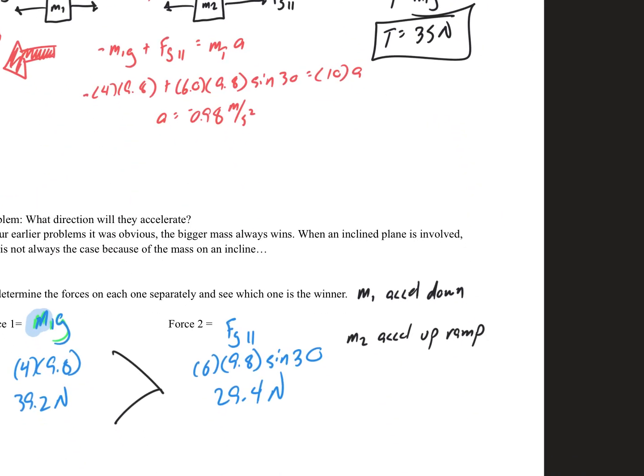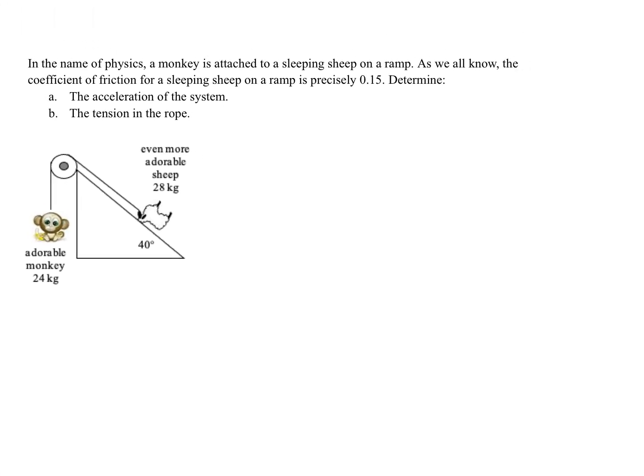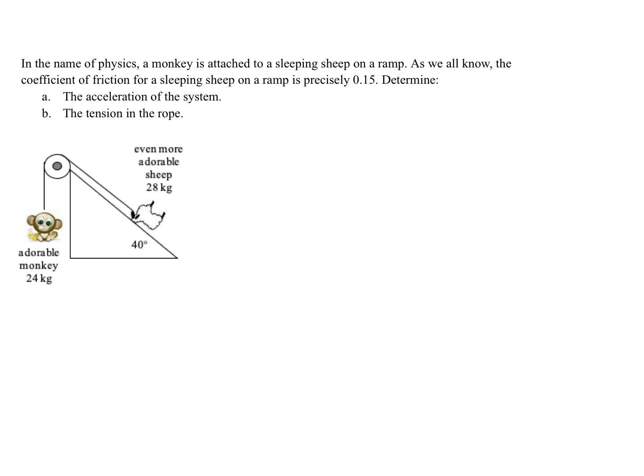So now let's tackle one with the friction. In the name of physics, we have a monkey attached to a sleeping sheep on a ramp. And as we all know, the coefficient of friction for a sleeping sheep on a ramp is exactly 0.15. Determine the following: the acceleration of the system and the tension in the rope. So the first thing we have to figure out is which one is the winner.